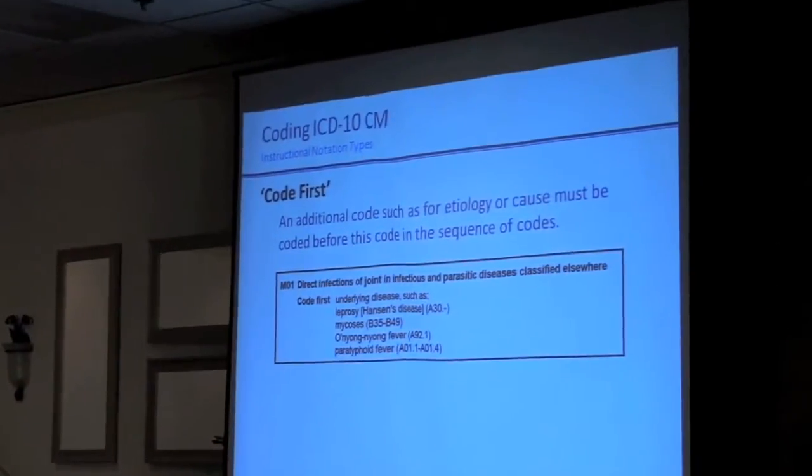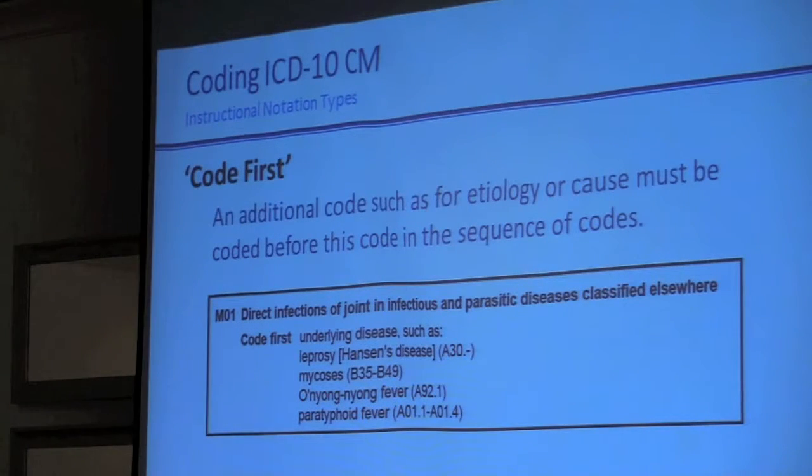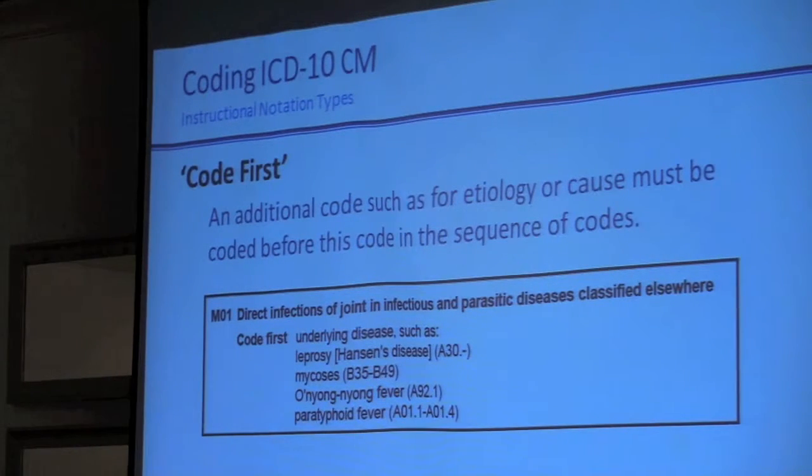Okay, occasionally you'll run into this code first. Pretty simple. Code this one first. So if I see a patient with a direct infection of the joint, code first the underlying disease. Now, why is it important to put it in sequence? Well, certainly on the hospital side, it's hugely important because it has a huge impact on the DRG. On the outpatient side, it's important because a lot of rules and edits and other sorts of things expect things in that first position, and sometimes that's all they use. So it's important if it impacts payment or does other things, it's got to follow the guidelines or it could fail an audit.